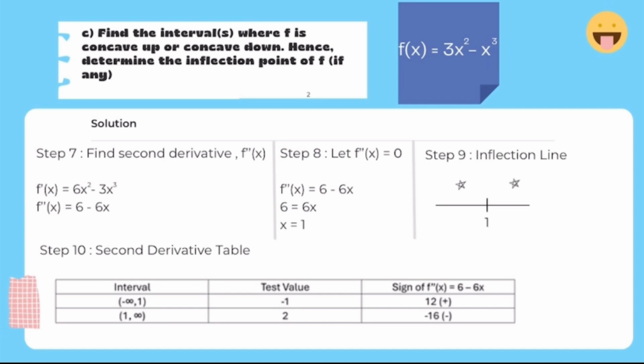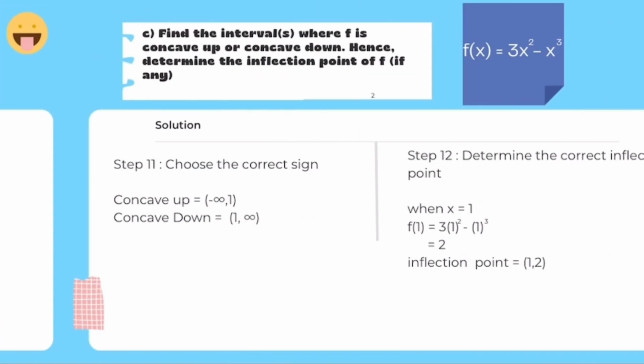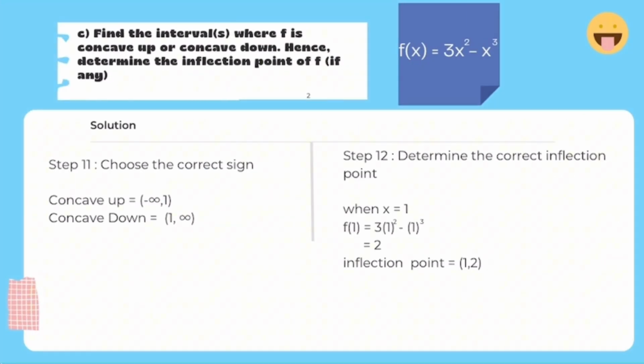So the next one is we're going to do the next interval, which is 1 until the right side of the number 1. We will test it with 2 and substitute the number 2 into the function, and we will get negative 16, which has a negative sign. So the next step is to find the intervals where f is concave up or concave down, hence determine the inflection point of f if any.